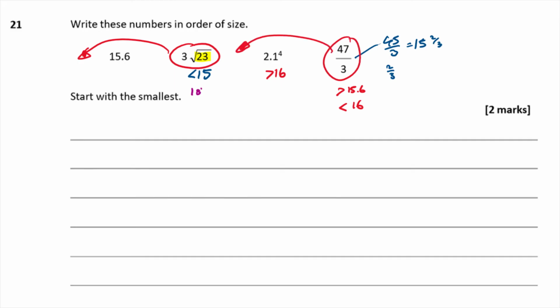So ranking those then, this is going to be the smallest one because it's less than 15. Then we're going to have this one because it's 15.6. Then we're going to have this one because it's between 15.6 and 16. And then we're going to have this one, which is more than 16. Okay? I'm not going to work them all out. It's only a 2-mark question. Just need to rank them. Okay, so what is the rank? Let's start with 3 root 23, then 15.6. Then 47 over 3, and finally 2.1 to the power of 4. Okay, from smallest to biggest.